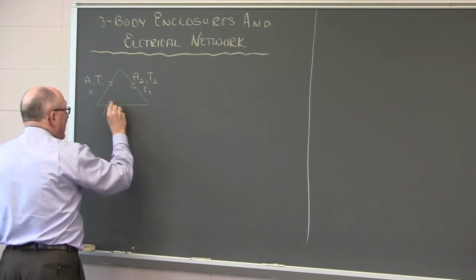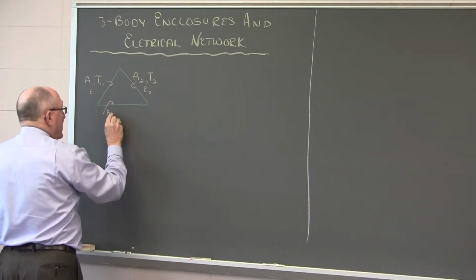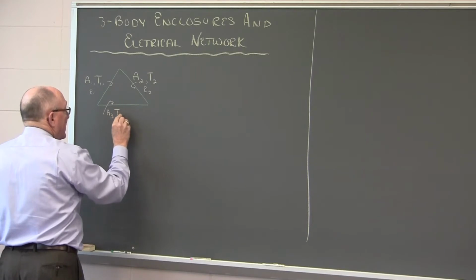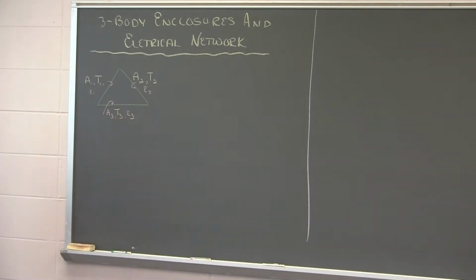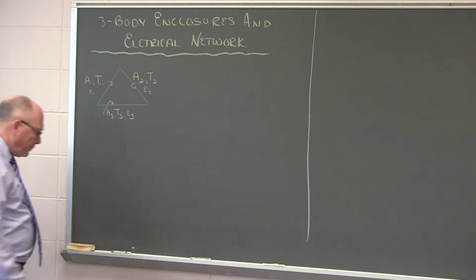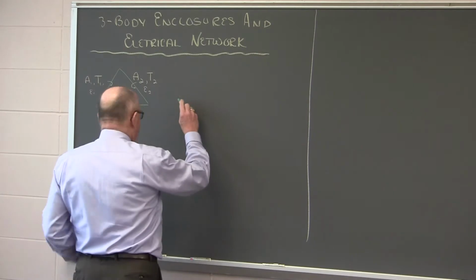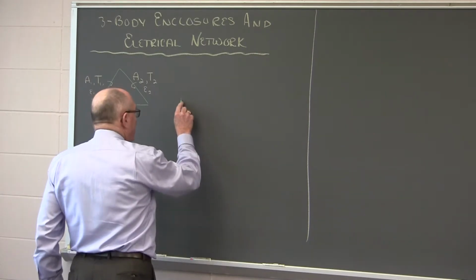And A3, T3, and epsilon 3. That might be one type of three-body enclosure. We also have enclosures that look of this nature.